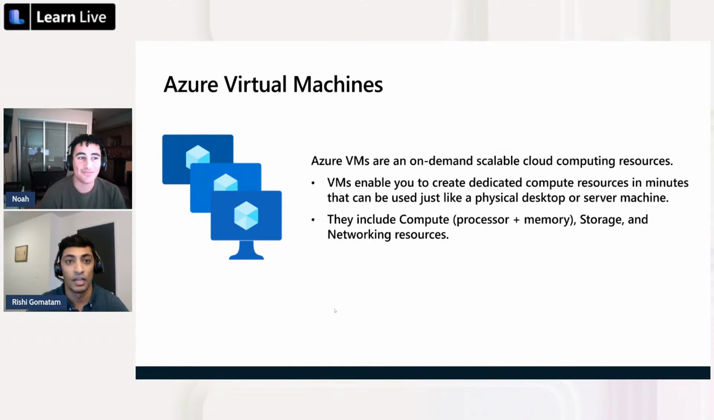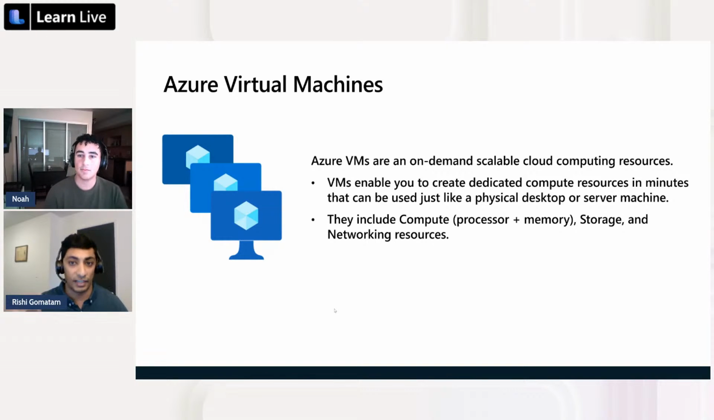Perfect. Thanks, Noah. So starting with, what are Azure Virtual Machines? Azure Virtual Machines, or VMs, are on-demand, scalable cloud computing resources. So what does this really mean? You can think of VMs very similarly to your computer, just like your laptop or your desktop. Your computer will have a CPU, it'll have memory or RAM, it'll have some sort of storage, whether that's a hard drive or a solid state drive, and it'll have a networking card so that your computer can connect to the internet or other local networks.